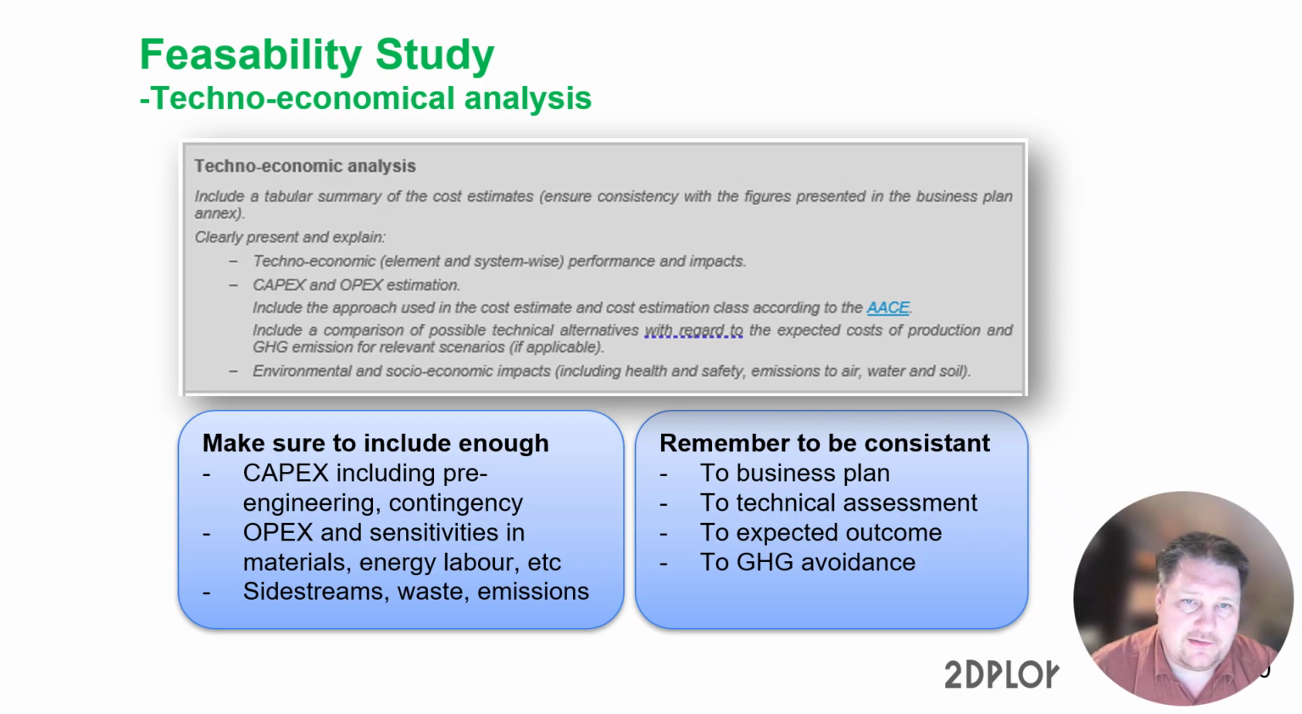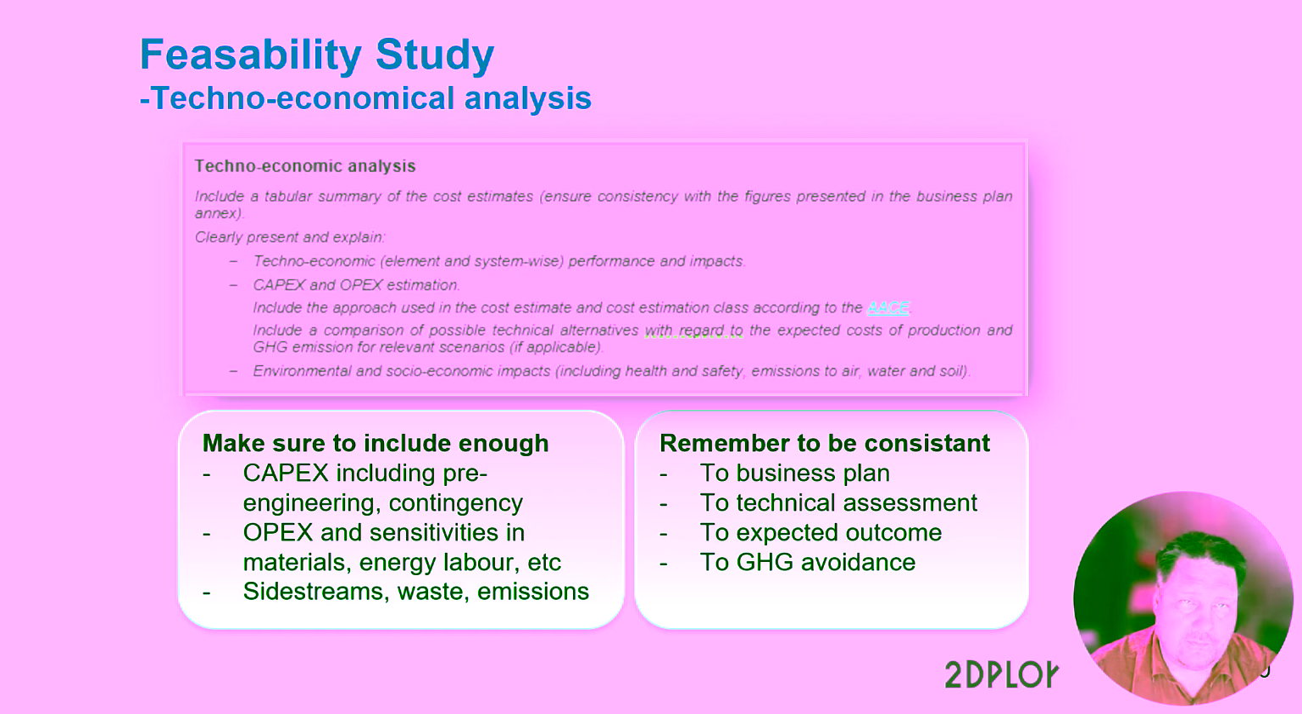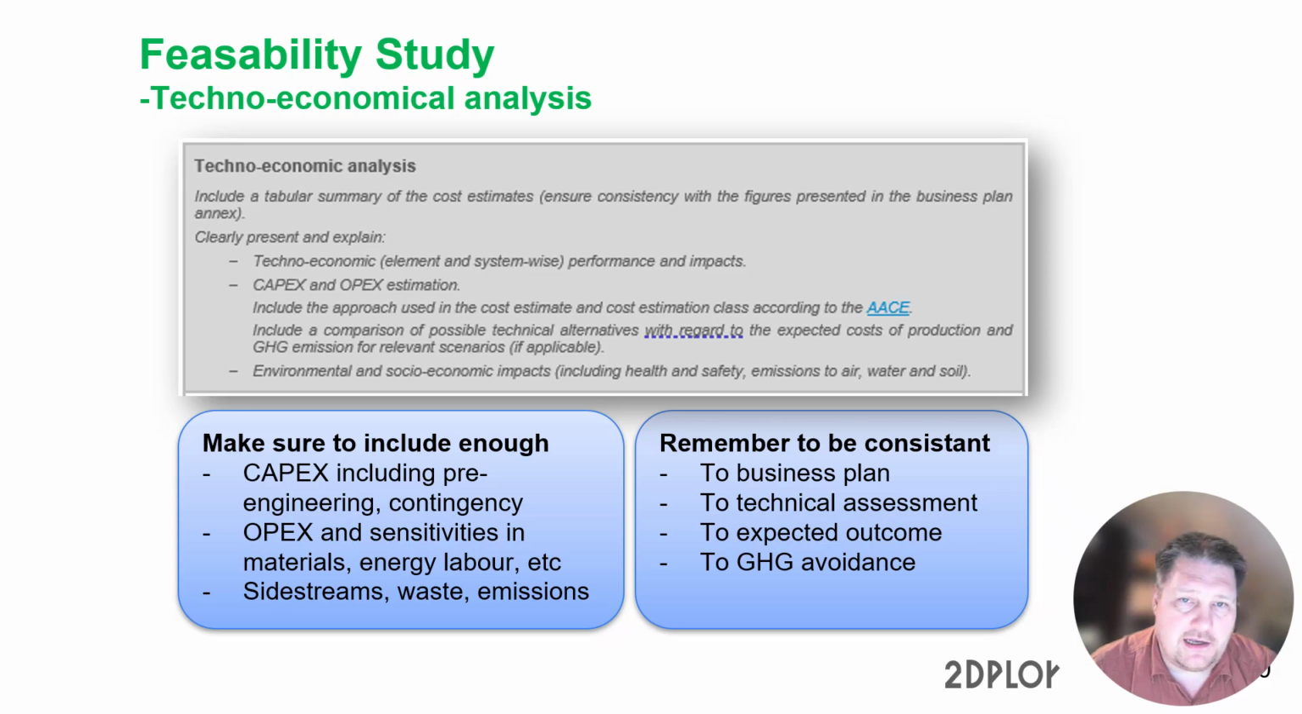Most projects have unknowns and also unknown unknowns. So to allow for contingency in your capex is really important, but of course you need to make a balance with the correct contingency level that you plan to do.